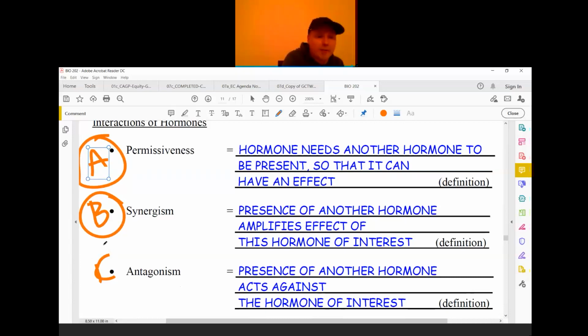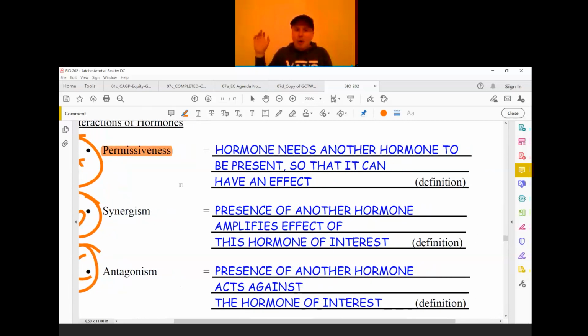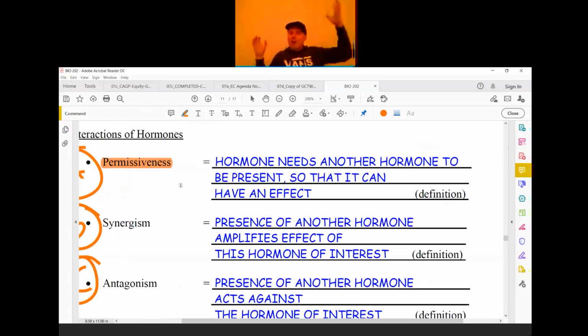And there is a question, if I remember correctly, where you will be matching the description and the term of these. So that's why I want to go through those. I know we've spent a lot of time on hormones, but I think it's going to be worthwhile. So if we have one hormone here that normally would do some kind of a response, but that hormone requires another hormone to be present so that it can work, that is known as permissiveness. So you get a permission to work by another hormone.